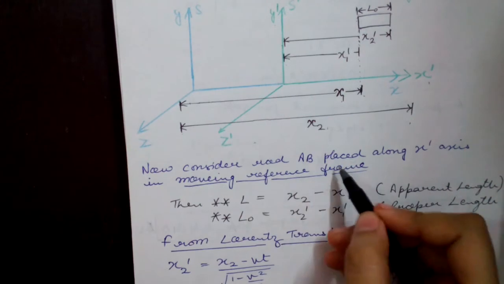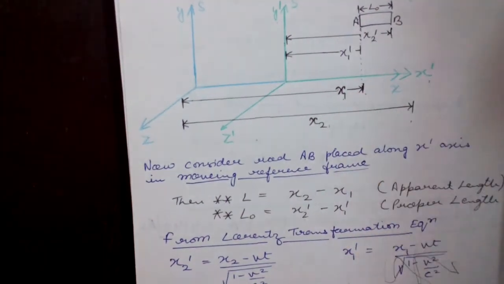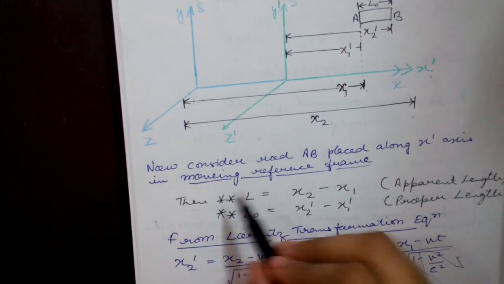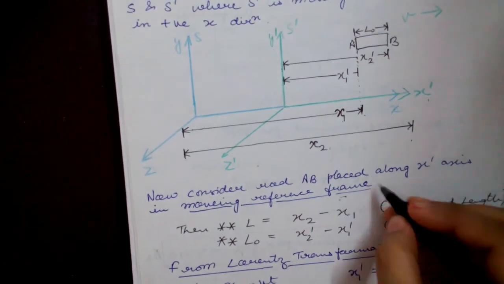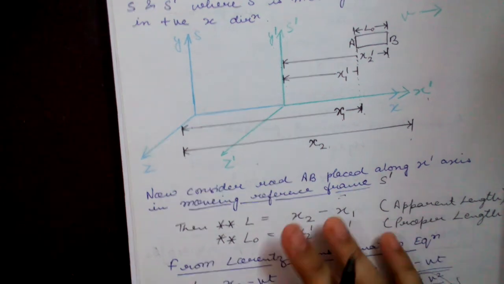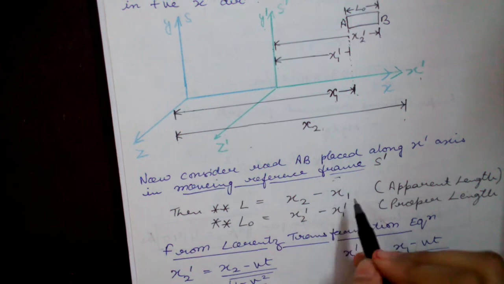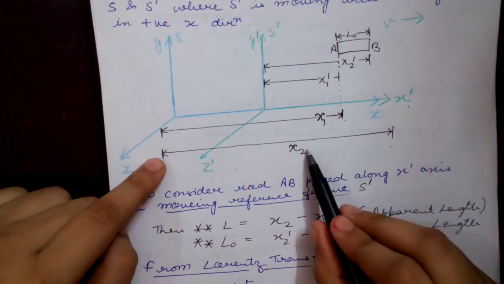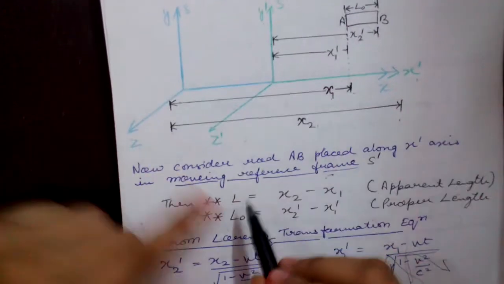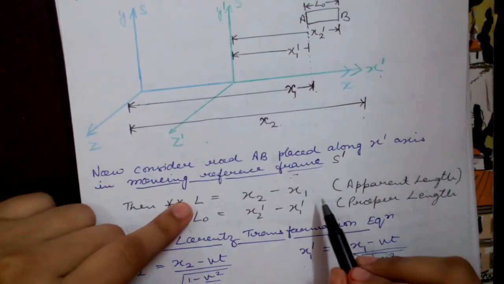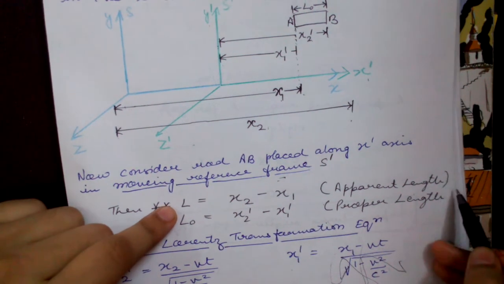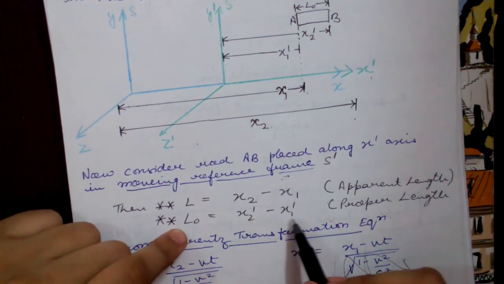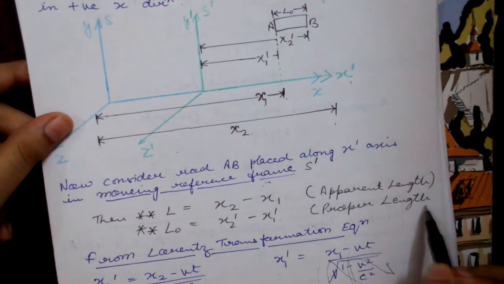Okay, now consider rod AB. This is our rod AB placed along the x dash direction in the moving reference frame, S dash. Now L is equal to x2 minus x1. From here we conclude the length of the rod, that is x2 minus x1. Assume it as L. Now L equal to x2 minus x1 is known as apparent length. We indicate apparent length by L, and L0, which is x2 dash minus x1 dash, is called proper length.